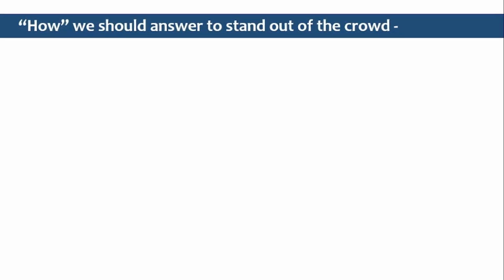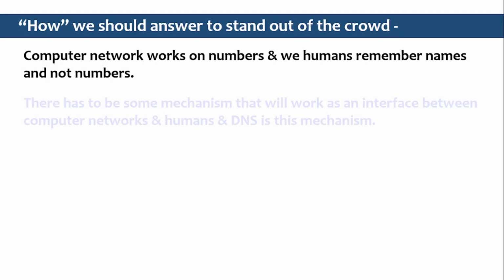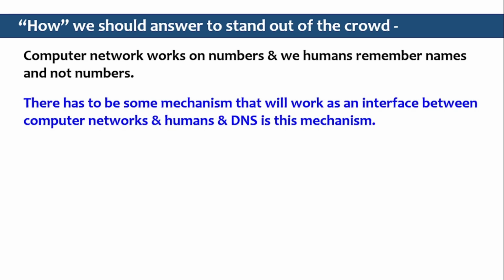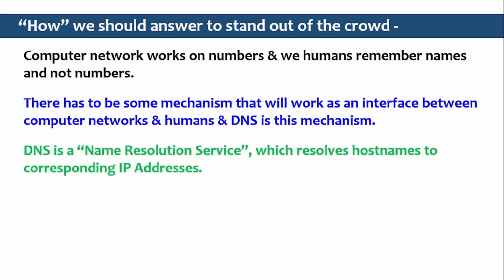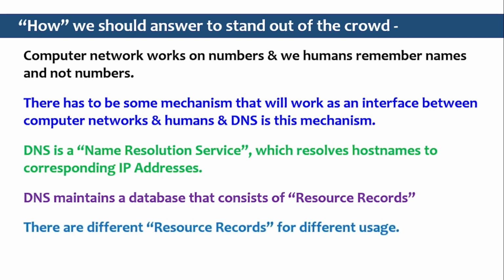But how should we answer to stand out of the crowd? Start with this: computer networks work on numbers, and we humans remember names and not numbers. So there has to be some mechanism that will work as an interface between computer networks and humans, and DNS is this particular mechanism. DNS is a name resolution service which resolves host names to corresponding IP addresses, and DNS maintains a database that consists of resource records, and there are different resource records for different usage.